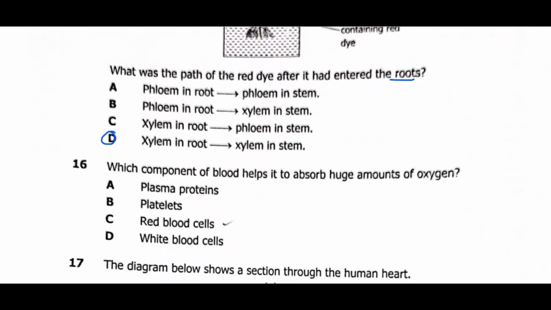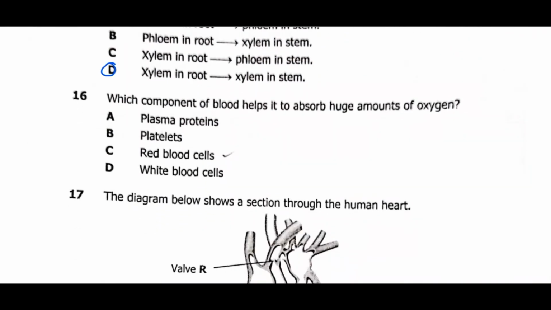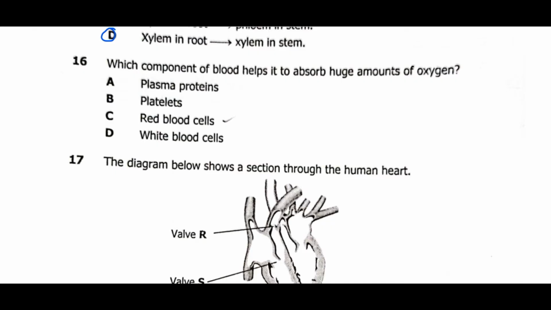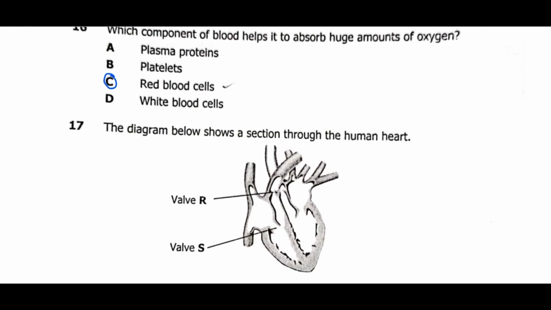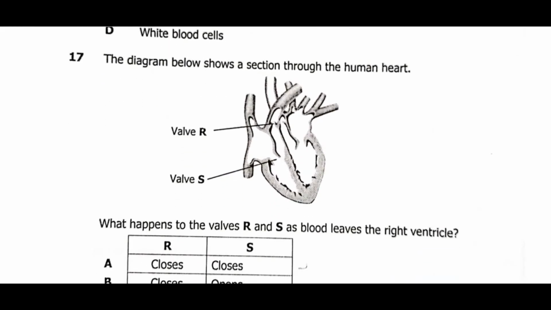Okay, we can now move on to question 16. Which component of blood helps to absorb huge amount of oxygen? A. Plasma proteins. B. Platelets. C. Red blood cells. So our answer is C, because red blood cells has to do with the transportation of oxygen. 17.